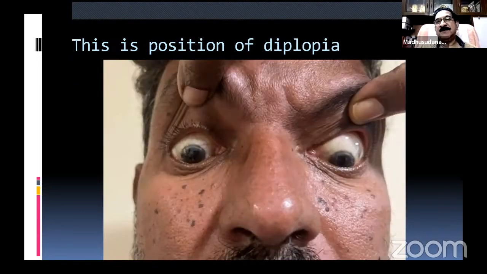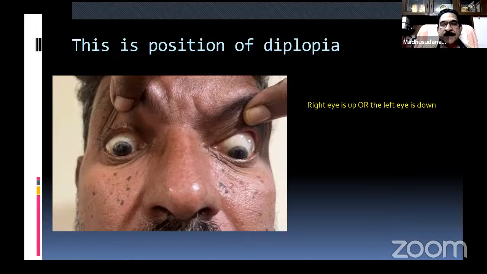I'll tell you the approach to the problem now. What you have said is all correct. Now, if you look at this position, as you all know, the right eye is up, left eye is down. That's the first step. So what could be the problem? Either the problem is the depressors of the right eye, so the right eye is up, or the elevators of the left eye, that's why the left eye is down. Both are possible, no? We do not know.